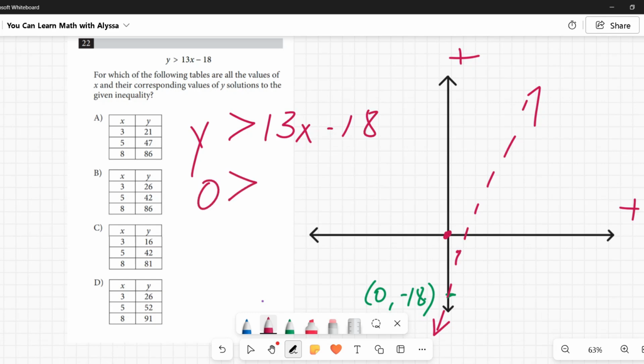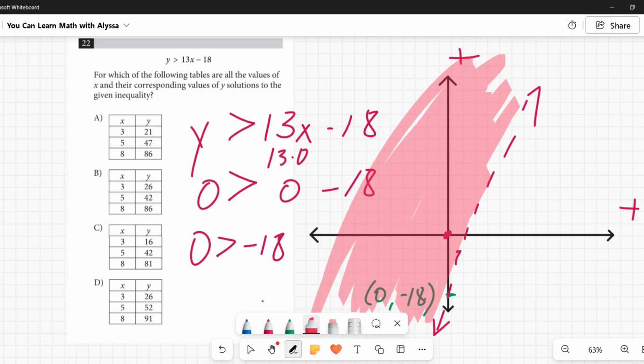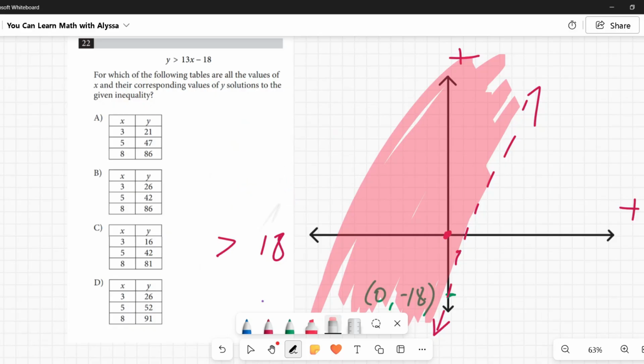You'll get 0 is greater than 13 times 0 is 0 minus 18. 0 is greater than negative 18. Is that true? Yes, it's true. Then you shade where it's true. If 0, 0 makes it true, you shade where 0, 0 is. If 0, 0 is false, you shade where it isn't. So when you put all this into your graphing calculator, you're going to get something that looks somewhat like this.